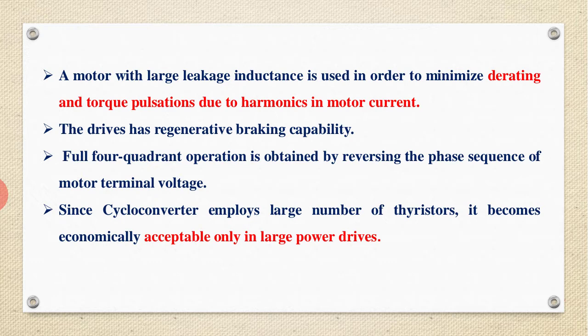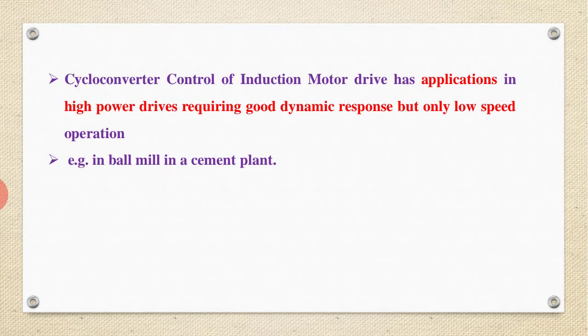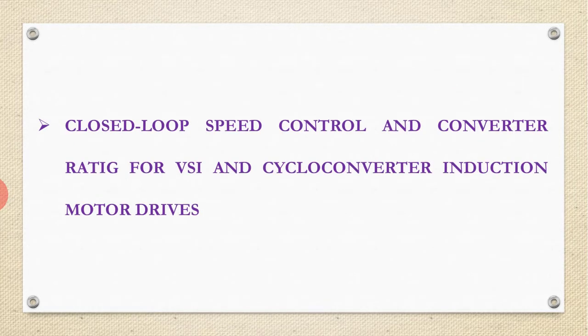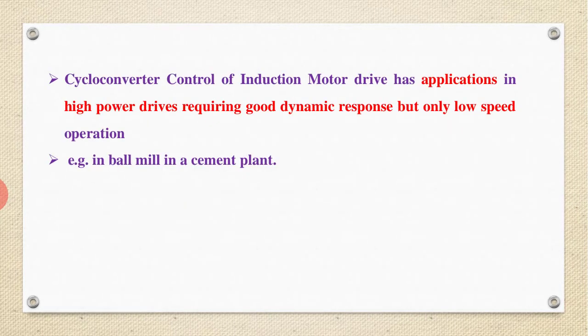Since the cycloconverter employs a large number of thyristors, it is expensive, so it is acceptable only in large power drives. Cycloconverter control of induction motor drives has application in high power drives requiring good dynamic response but only low speed operations. The applications mentioned here are ball mill and cement plant.